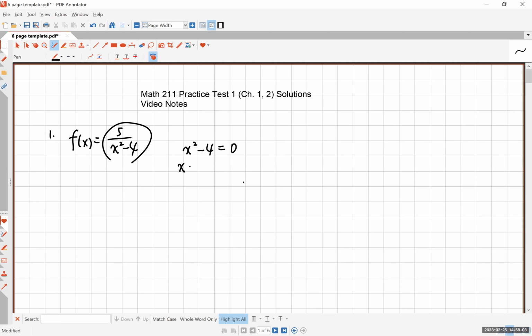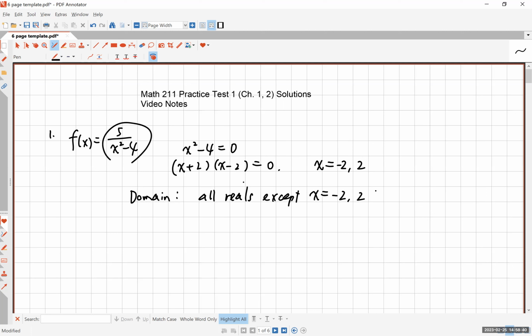You set the denominator equal to 0, and you get 2 values: x cannot be 2 or -2. -2 is no good, 2 is no good, and these are the only 2 that you need to exclude. Everybody else is welcome. All are welcome except for these 2. You can write this in a couple of different ways, and I will accept any of these. You could say all reals, or all real numbers except 2 and -2.